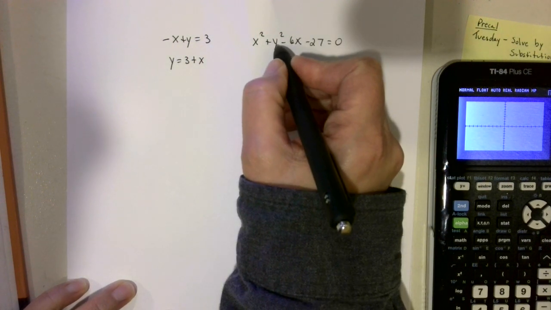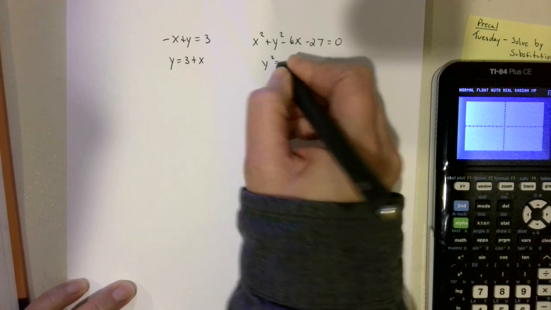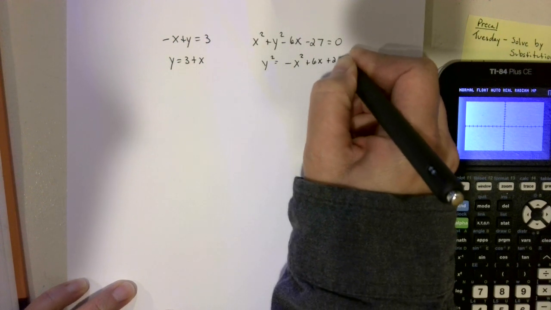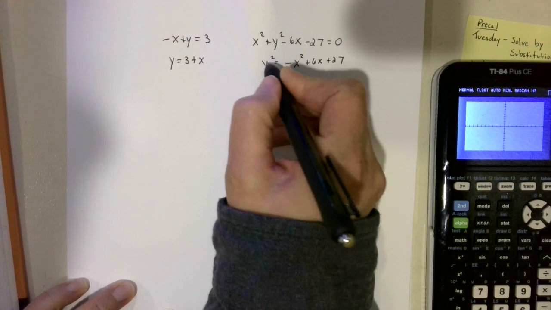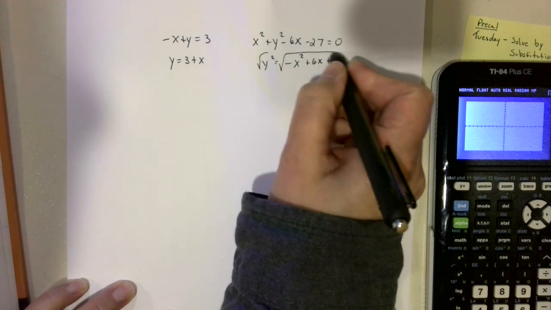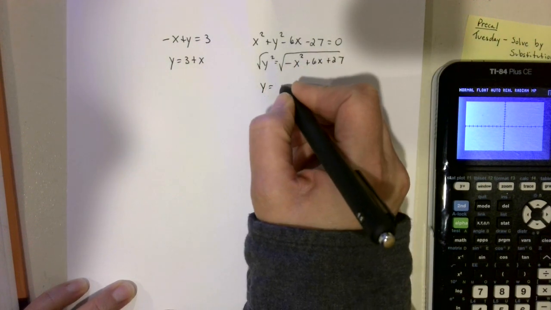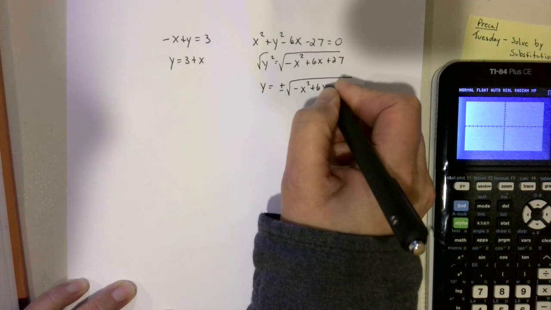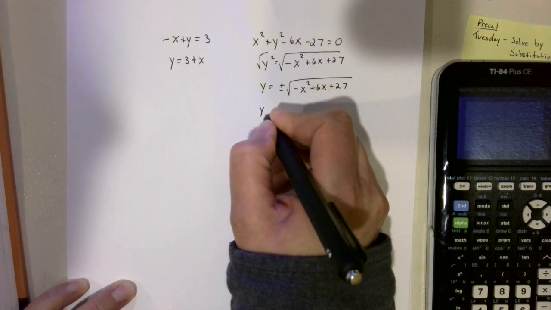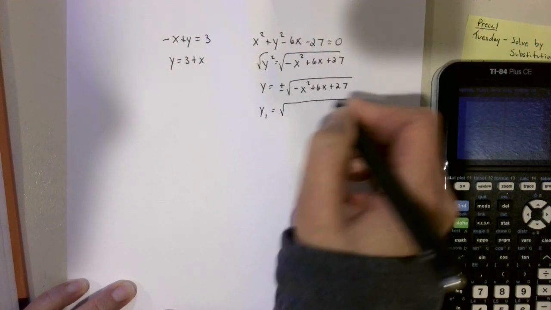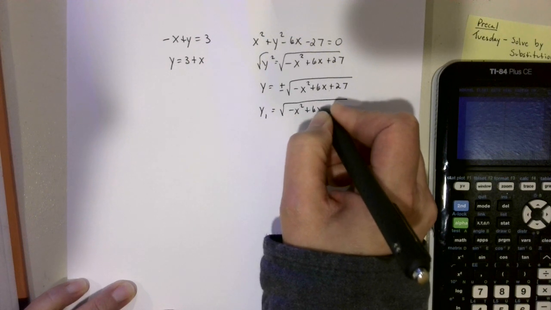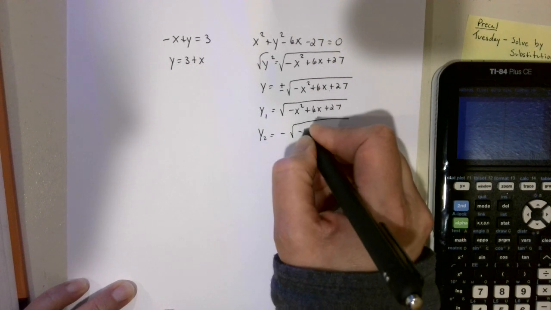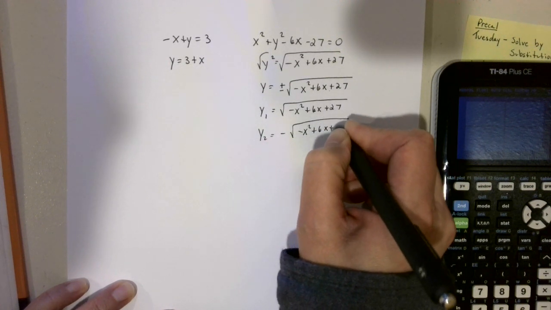Now this is a circle. We want to solve for y. So we're going to subtract over the x squared, add the 6x, and add the 27. Now to get rid of a squared, we're going to take a square root. And we talked about this at the beginning of the year. You are going to need a plus or minus in front of the square root. And what you're going to have to do to put this into your calculator, in y1, you're going to need the positive version of the square root. And in y2, we're going to put the negative version of the square root.